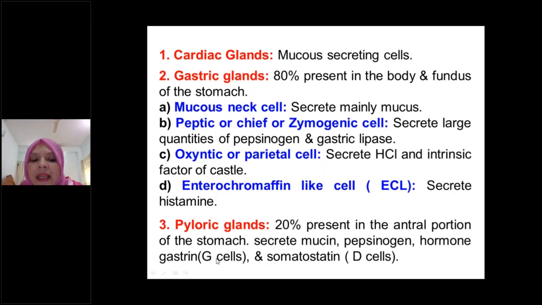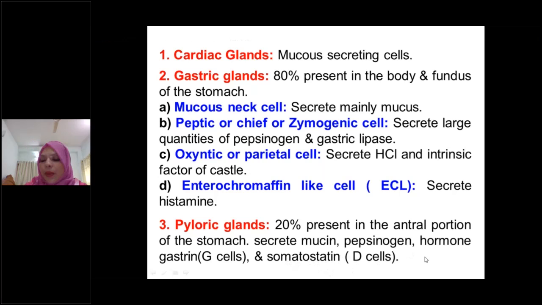And hormone gastrin, G cells of the antral mucosa of the stomach secrete gastrin. That is in the pyloric antrum, that is antral portion of the stomach secrete hormone. G cells of the antral portion secrete gastrin hormone, and D cells of the antrum of the stomach secrete somatostatin. This is also important for MCQ exam. Okay, that is antral portion of the pyloric gland secrete mucin, small amount of pepsinogen, and G cells of the antrum secrete gastrin, and D cells of the antrum secrete somatostatin.